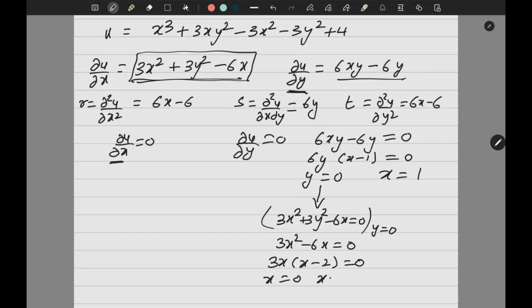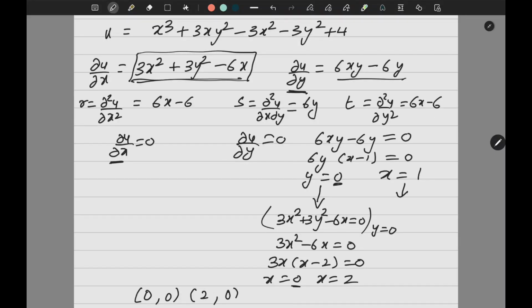So x is 0 and x is equal to 2. So what are the extreme points I will get from here? X is 0, y is 0. X is 2, y is 0. Correct? So these 2 extreme points I got from here.